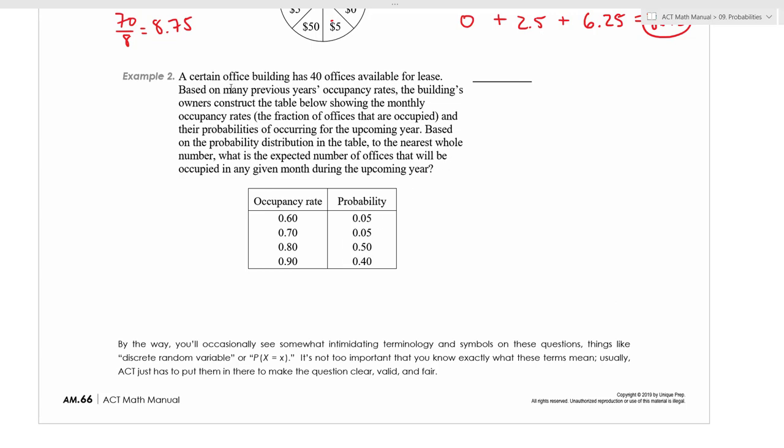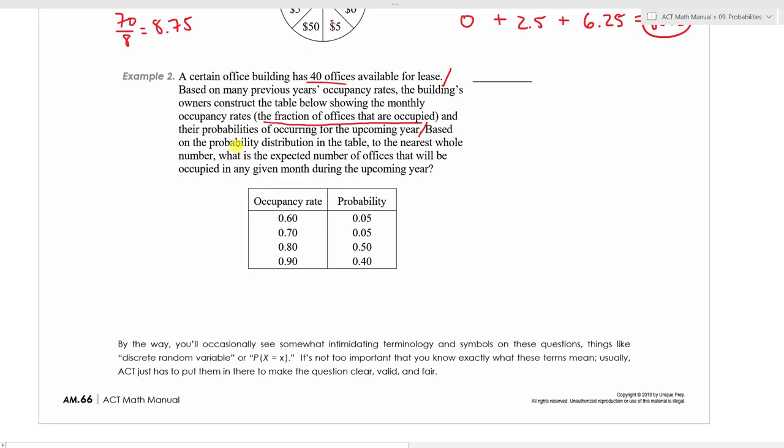So the question tells us that there's an office building with 40 offices that are available. The owners make an occupancy rate table. Keep in mind the occupancy rate is the fraction of offices that are occupied. So this occupancy rate of 0.6, which is like 6/10 or 3/5, that means 3/5 of the offices are occupied. And then we have the probability of the occupancy rate. Okay, that's that phrase there.